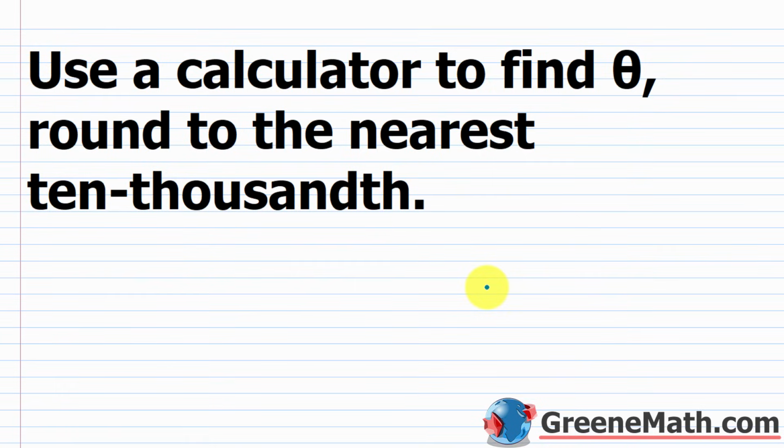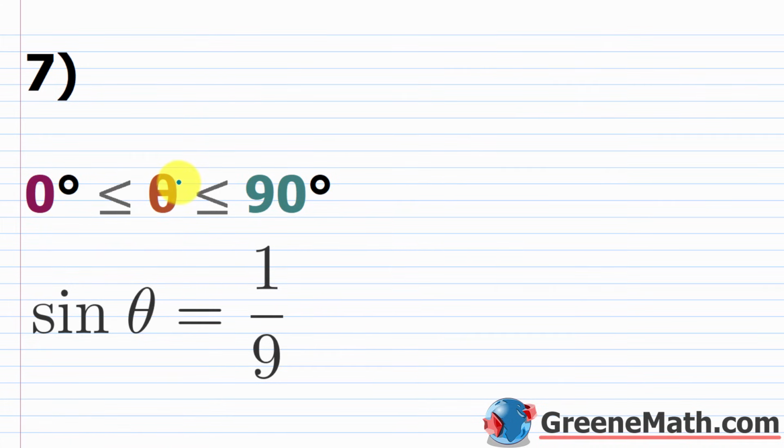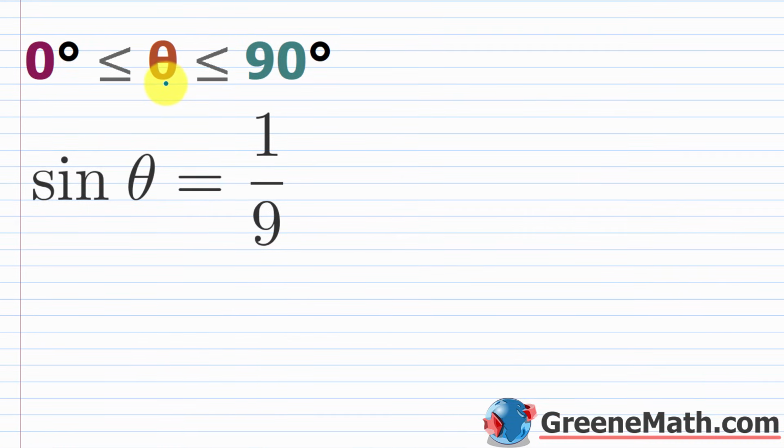All right, for the next few problems, we want to use a calculator to find theta. We want to, again, round to the nearest 10,000th. So for problem 7, we're going to find theta such that it's greater than or equal to 0 degrees and less than or equal to 90 degrees. We're told that the sine of theta is equal to 1/9. And again, the reason we have this restriction here is because there's going to be an infinite number of angles whose sine value is going to be 1/9. Okay, so that's why that restriction is there.